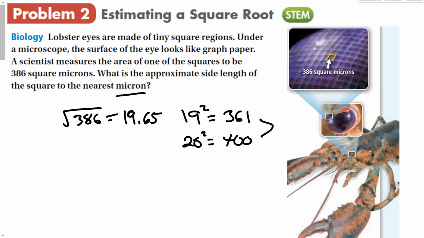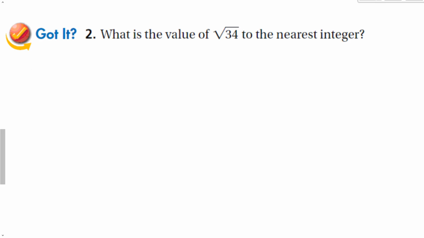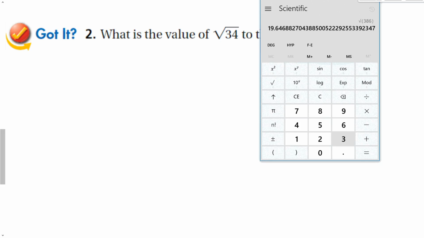Okay. Let's look at my Got It problem. What is the value of the square root of 34? Now, just off the top of my head, what is the value of the square root of 34 to the nearest integer? I could use my calculator again and just put in the 34, take the square root, and I can see that it's 5.8.